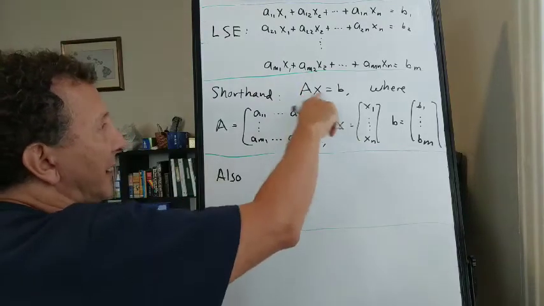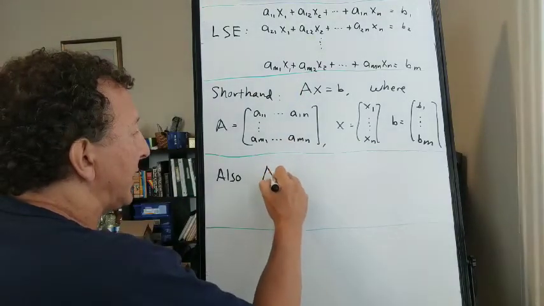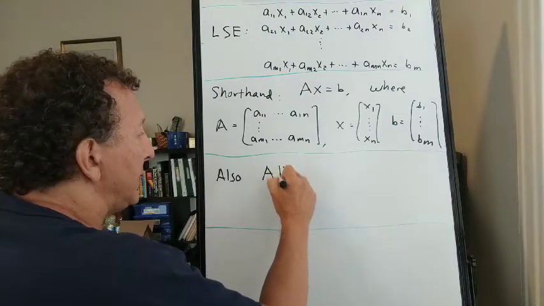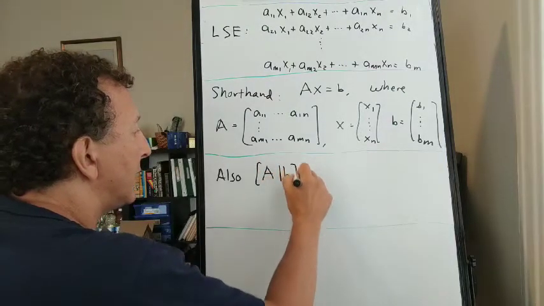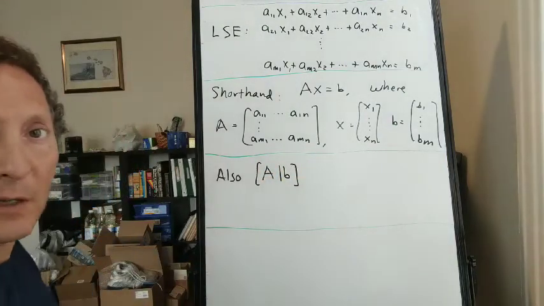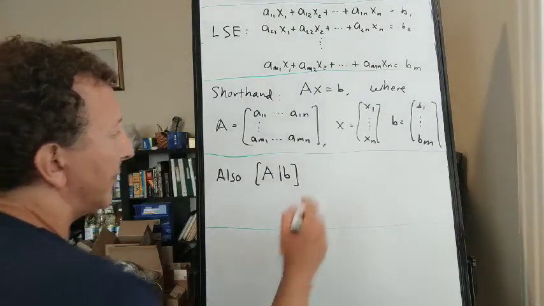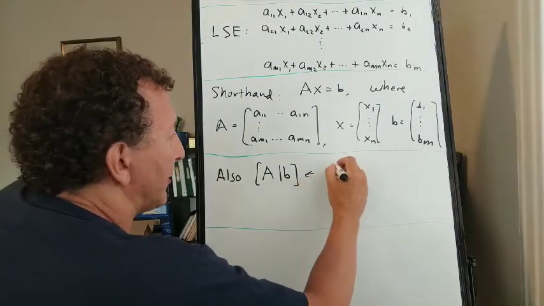Also, sometimes instead of Ax equals b, we write just A b inside square brackets, and we call this an augmented matrix.